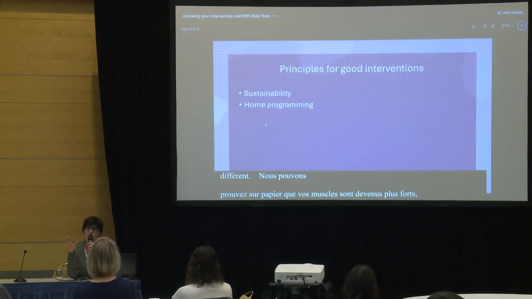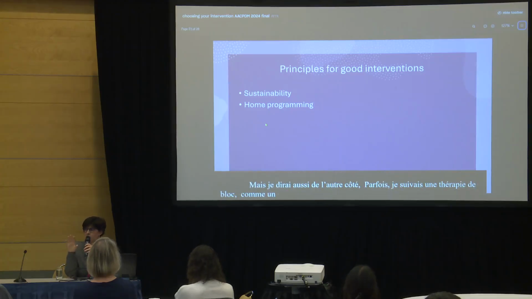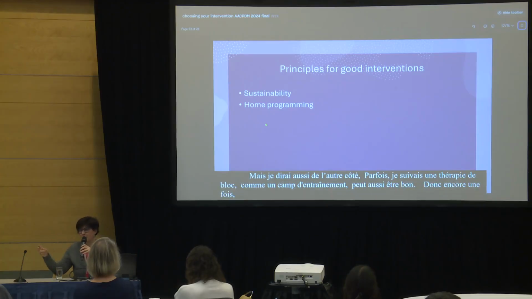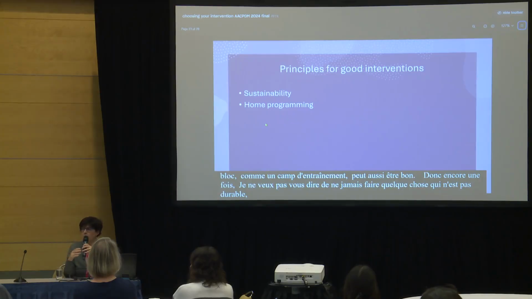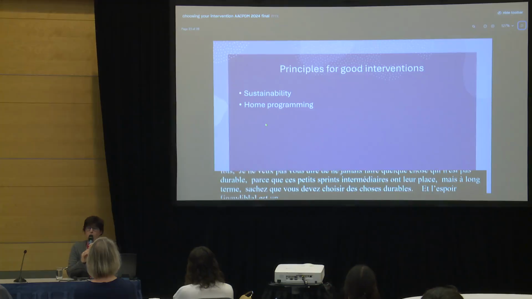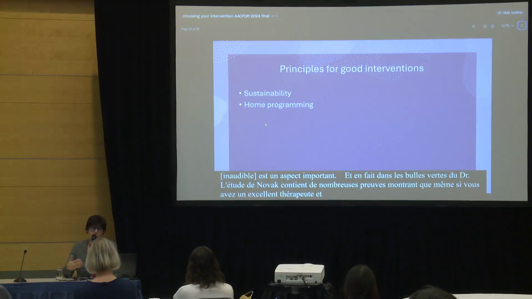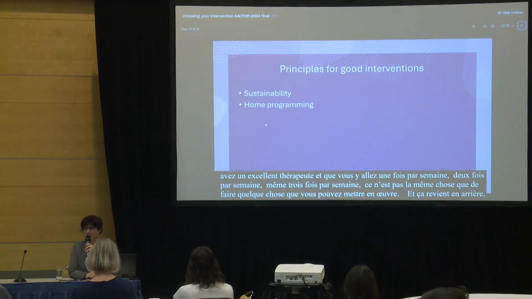But I also will say on the other side, sometimes doing a block therapy, like a boot camp, can also be good. So again, I don't want to tell you don't ever do something that is not sustainable, because these little sprints in between have a place. But in the long run, be aware that you need to pick things that are sustainable. And home programming is really an important aspect, and actually in the green bubbles of Dr. Novak's paper there is a lot of evidence that even if you have a great therapist and you go there once a week, twice a week, even 3 times a week, it's not the same as doing something that you can implement and goes back. Is it fun? Because if it's not fun, you won't do it as a home program.